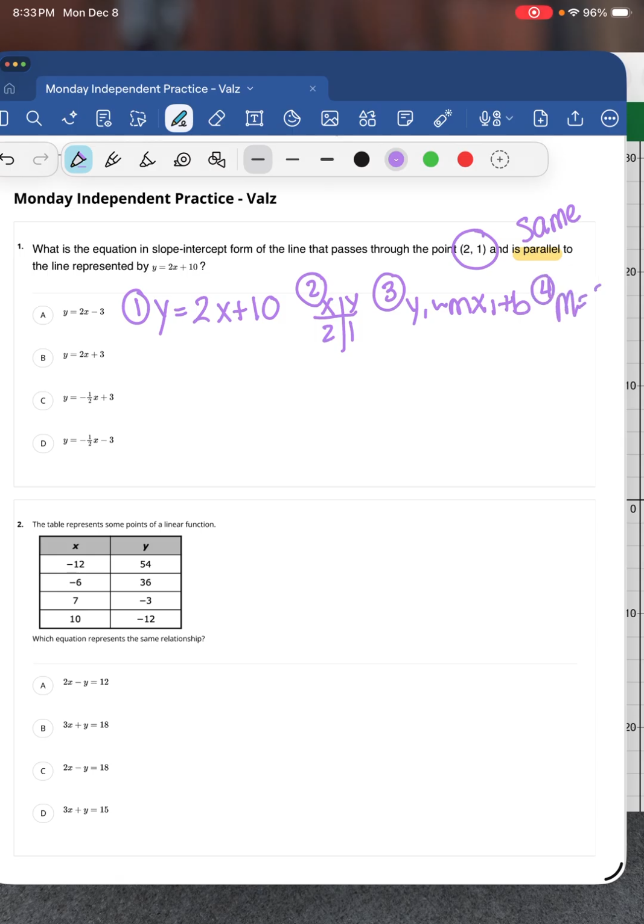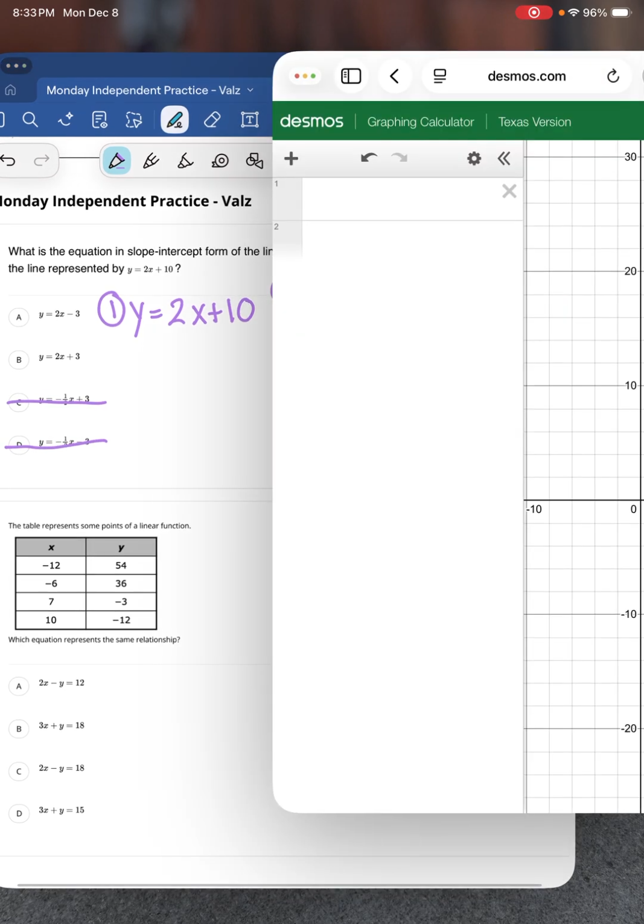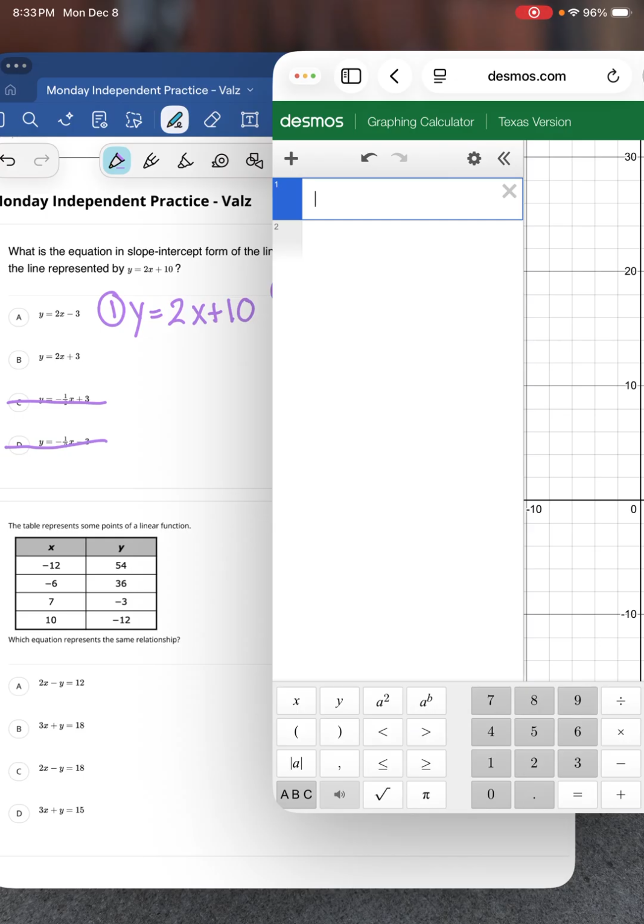So again, I know this is parallel. So I know that my slope is going to be 2. So right away I can look at my answer choices and I know it's not going to be C and it's not going to be D. Okay, then we go over to Desmos and we do our steps.